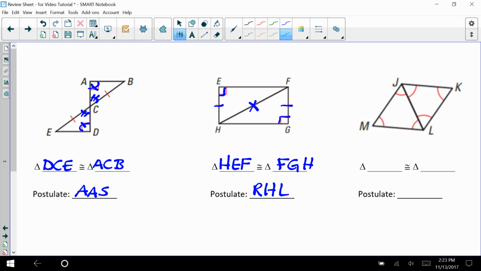So we can't prove that these triangles are congruent right away through angle, angle, angle. But look, we have a reflexive property here. So do we have angle, side, angle? Angle, side, angle? We sure do. So we can say MJL and KLJ.